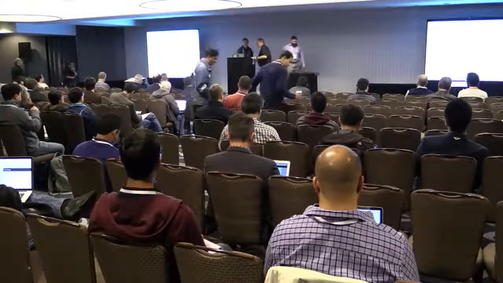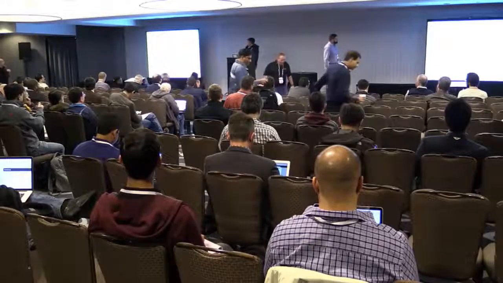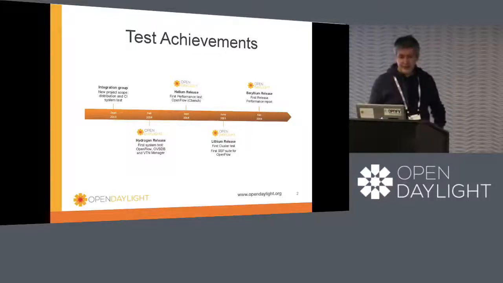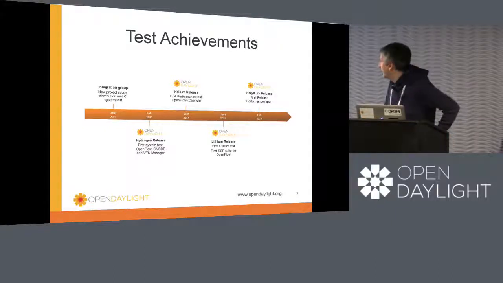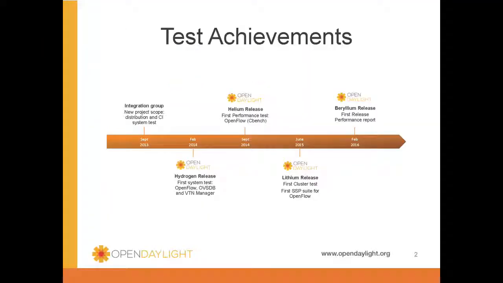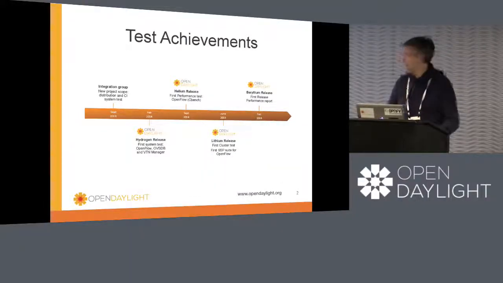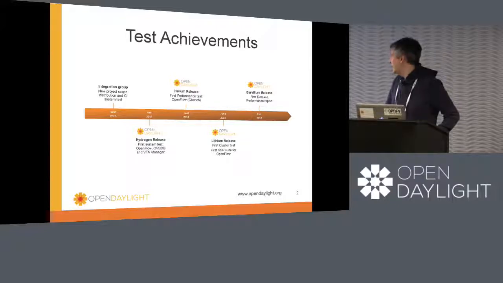Okay, let's get started. So, a little bit of test history in OpenDaylight. Unfortunately we cannot see very well, but in September 2013 we created something called the integration group in OpenDaylight. We created it with the scope of doing distribution assembly, because we needed to put all the projects together. At that time there were very few projects, along with doing some system tests. So we created a distribution and then did some system tests around that. That was the first milestone regarding tests in OpenDaylight.